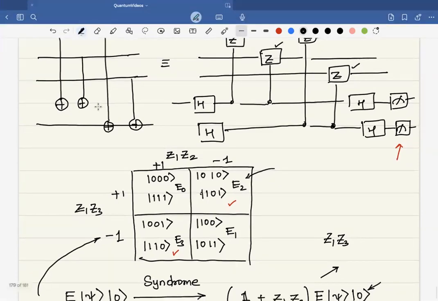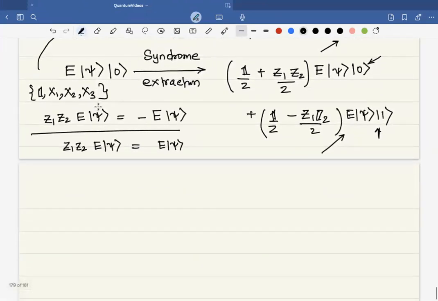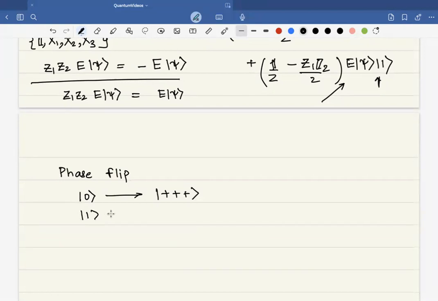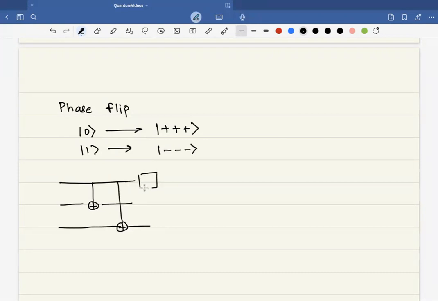Now the phase flip is very, very similar. It's essentially changing all the Z operators to X operators. So for the phase flip, we do the following encoding. 0 goes to plus, plus, plus, and 1 goes to minus, minus, minus. And the encoding circuit looks like this. There are just the Hadamard gates at the end over here.